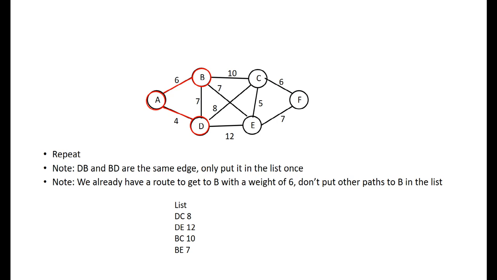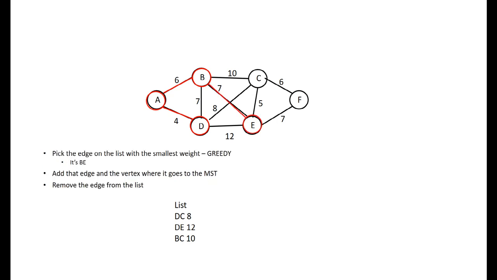And so now that we have our new list that takes into account that we can get to B, we're going to run through our other steps, and we're going to pick the edge on the list with the smallest weight. That is the greedy method, and that's going to be B to E. B to E had a weight of 7. That's the lowest on the list. We add E and the edge onto the minimal spanning tree, and we remove it from the list. So we're coming right along.